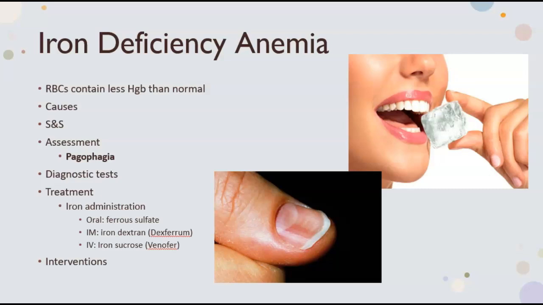Diagnostic tests: your CBC, red blood cells, hemoglobin, and hematocrit will be decreased, and iron will be low. Treatment: so you would want to administer the iron. There are different ways that iron can be administered. You can do oral, which is ferrous sulfate, IM, which is iron dextran, or IV, iron sucrose.